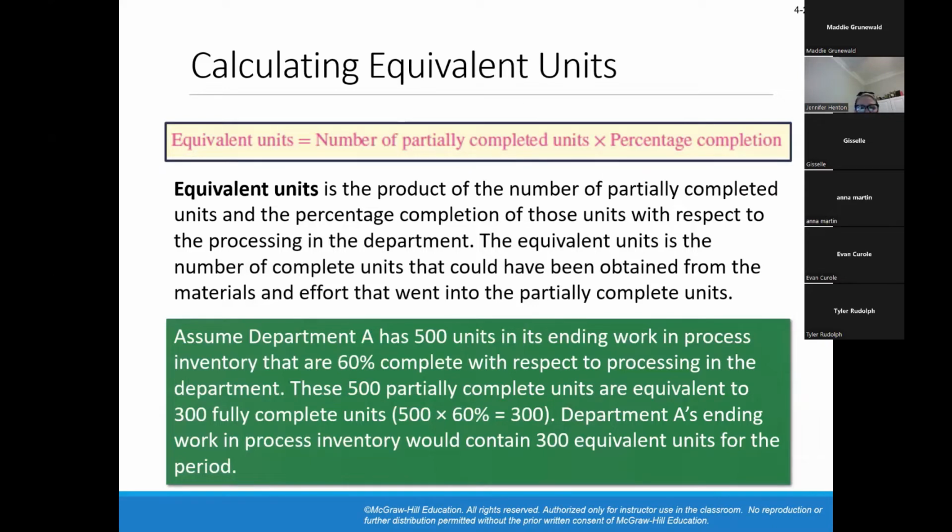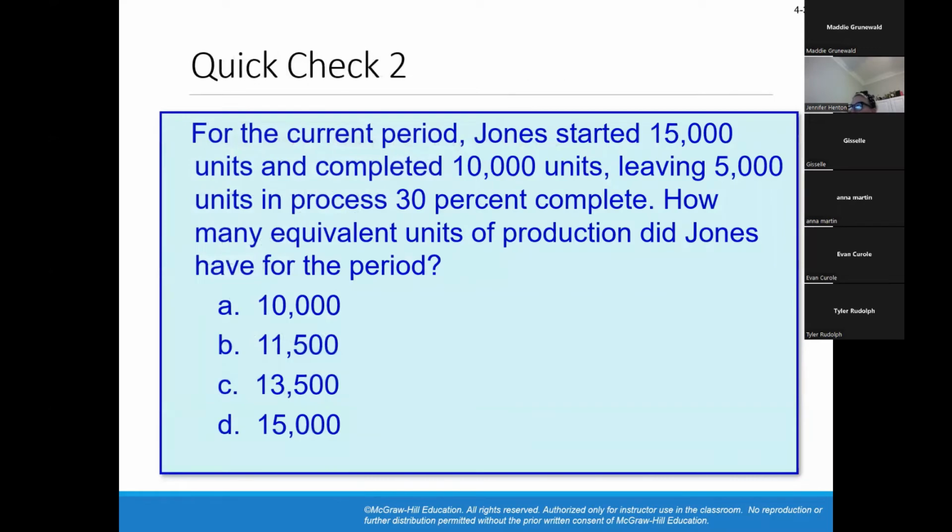You just have to know, when do we need to calculate this? How do we do that? And we're gonna walk through that in just a minute. So for the current period, Jones started with 15,000 units and completed 10,000 units, leaving 500 units in process 30% complete. How many equivalent units of production did Jones have for the period?